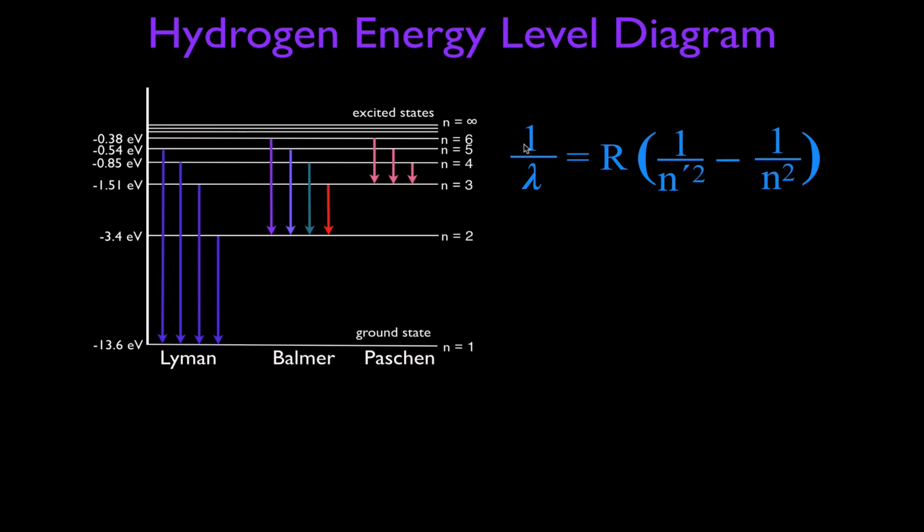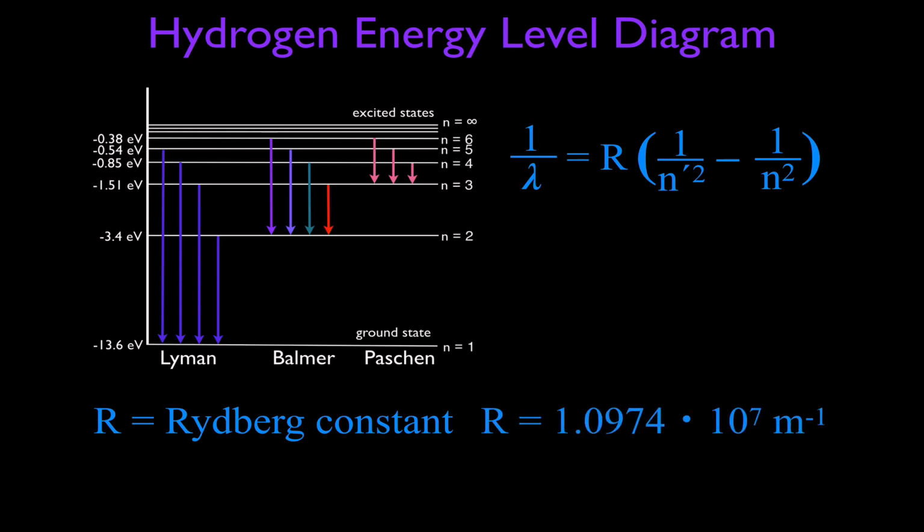And this equation says that 1 over the wavelength, it's not the wavelength, it's 1 over the wavelength, you've got to remember that, is equal to R. R is Rydberg's constant, or the Rydberg constant, and that has the value of 1.0974 times 10 to the 7th meter to the minus 1, or 1 over meters. And then we multiply that by 1 divided by n prime squared. I'll tell you in a moment what n prime is, minus 1 over n squared.